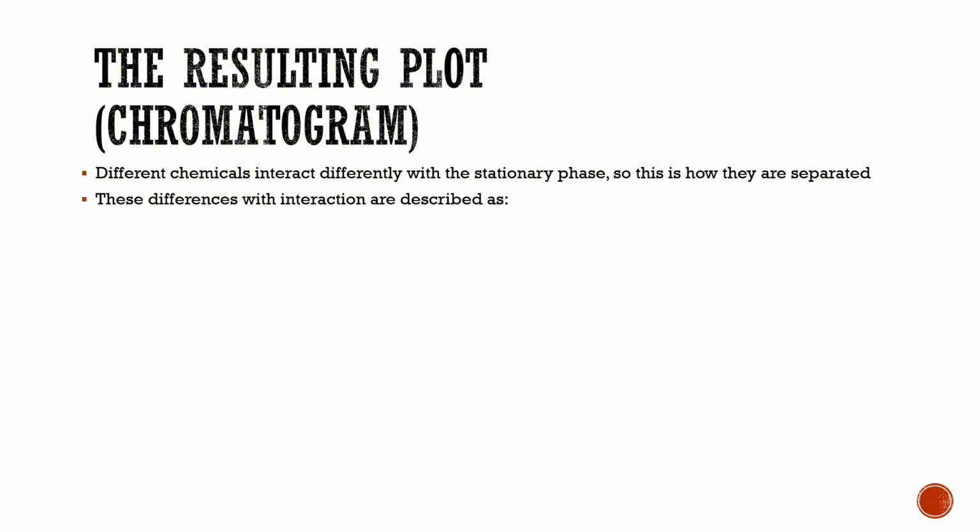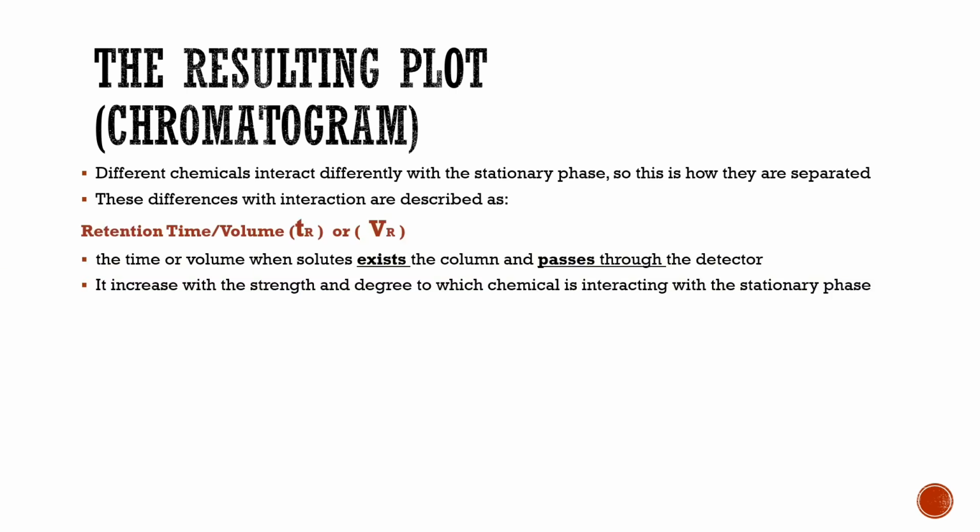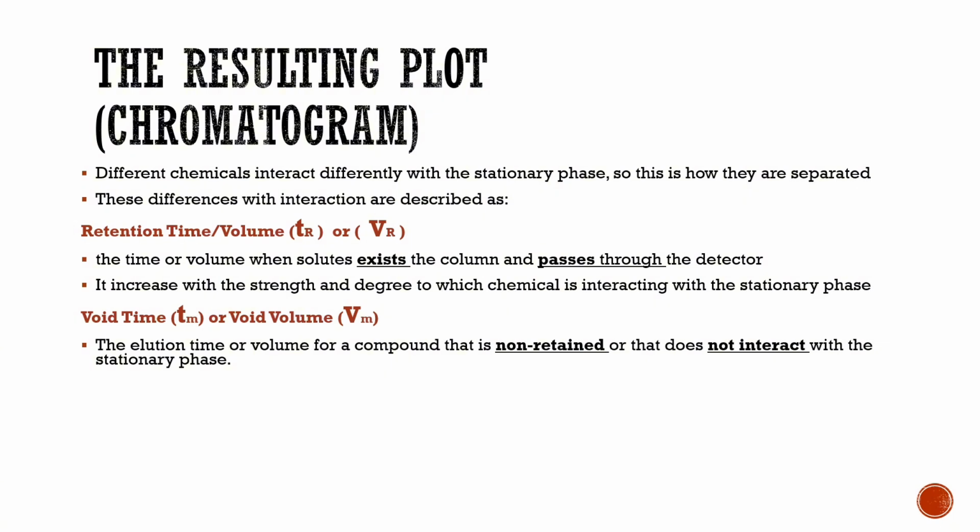Different chemicals interact differently with the stationary phase, so this is how they are separated. These differences in interaction are described as retention time, retention volume, void time or void volume. Retention time or volume is the time or volume when a solute exits the column and passes through the detector. So this time or volume can be measured.